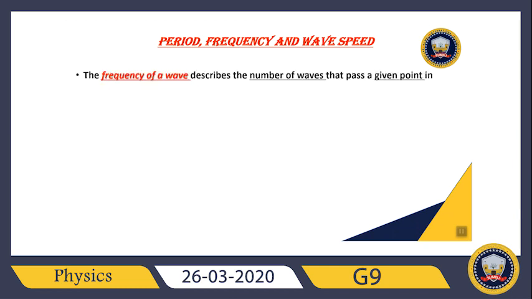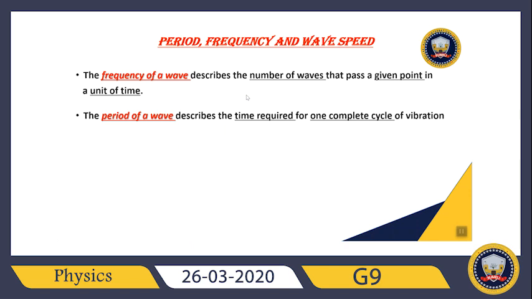The frequency of a wave describes the number of waves that pass a given point in a unit time. It's similar to the frequency of the simple harmonic motion. There we said that it's the number of cycles or number of rotations in a unit time. Here it is also the same, the number of waves in a unit time.